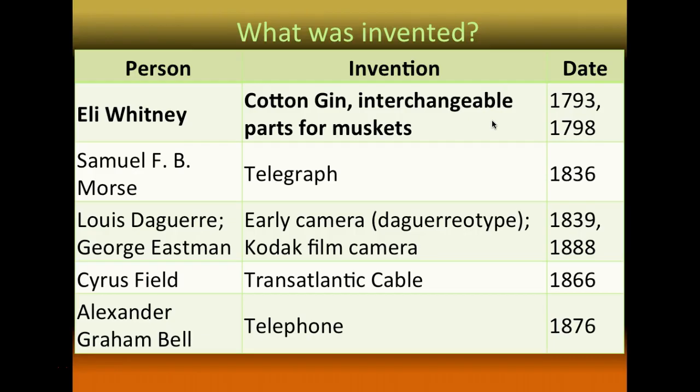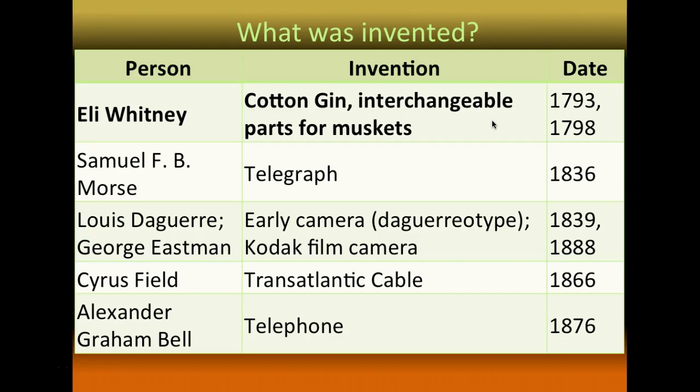Eli Whitney invented the cotton gin, which took cotton out of the plants and pulled it into usable bundles of cotton that would be turned into thread. And he also invented interchangeable parts for muskets, which led to interchangeable parts for other machinery, which meant if one thing broke on a machine, it could still be used, just that one part would be replaced, which is really useful for machines in general.